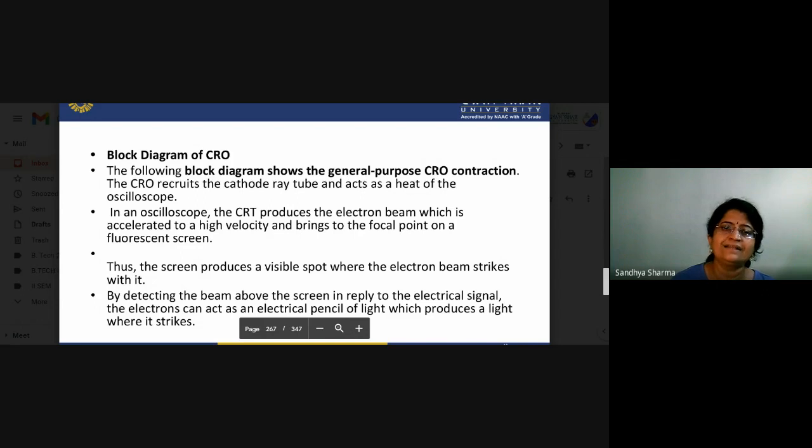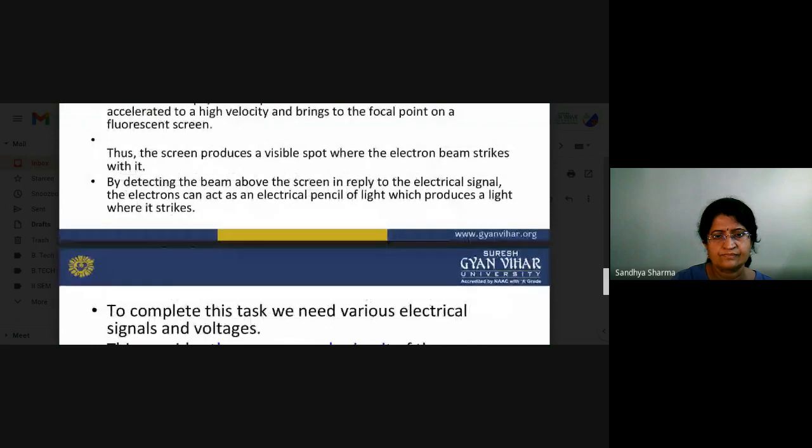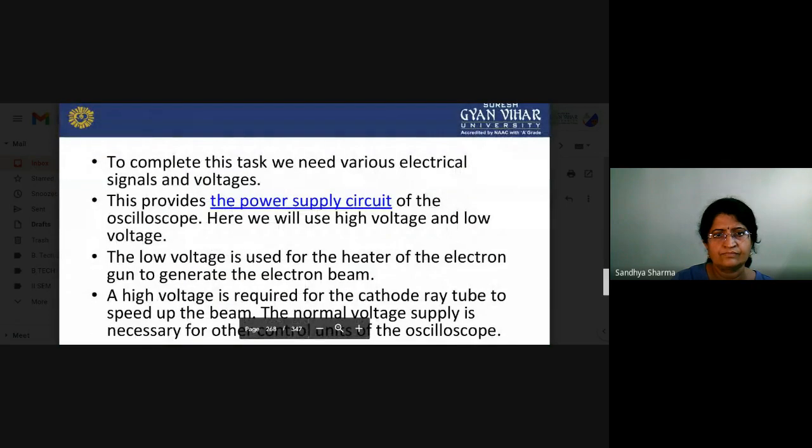By deflecting the beam across the screen in response to the electrical signals, the electrons can act as an electrical pencil of light, which produces light where it strikes. So that is the basic part of it. To complete this task, we need various electrical signals and voltages.